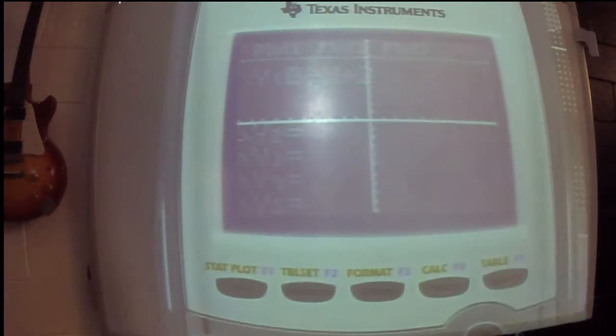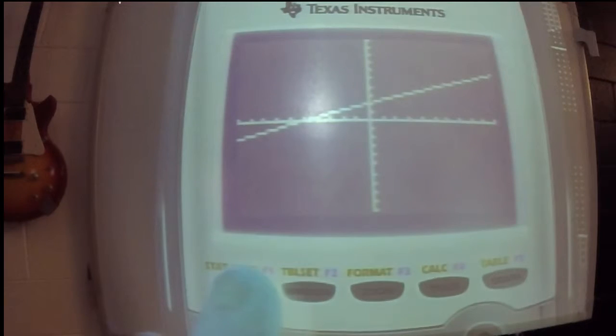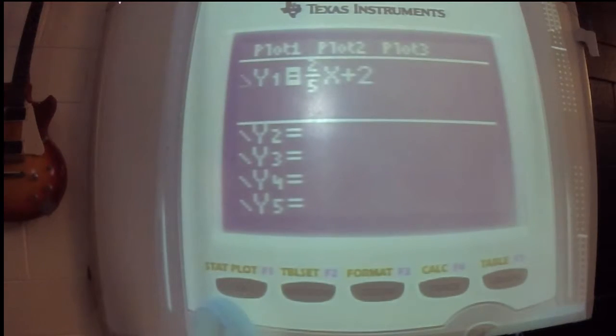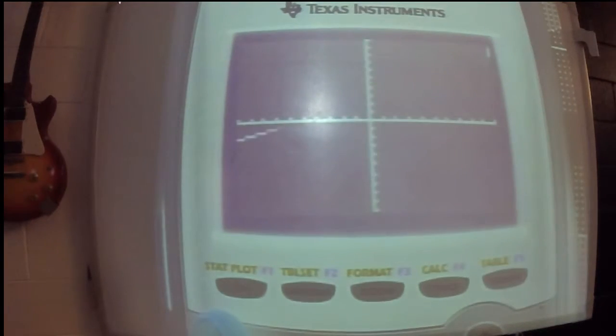That just makes it a dotted line. Boring. Yeah, it really looked the exact same as this. Okay, but that was it.